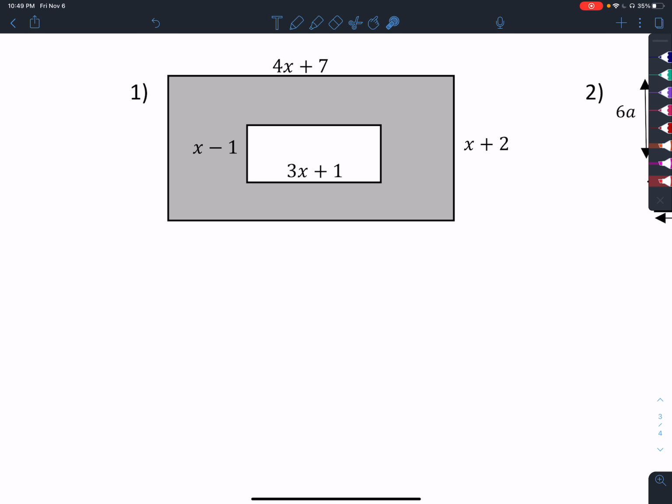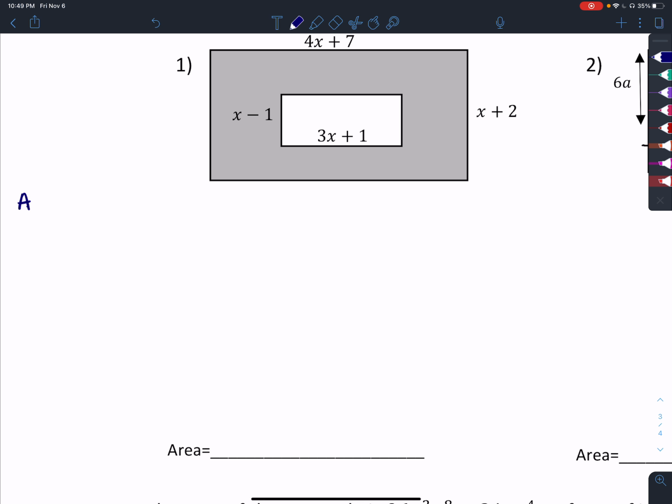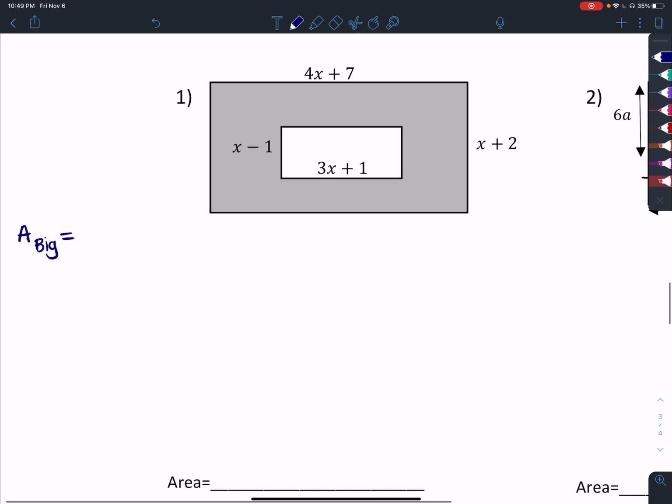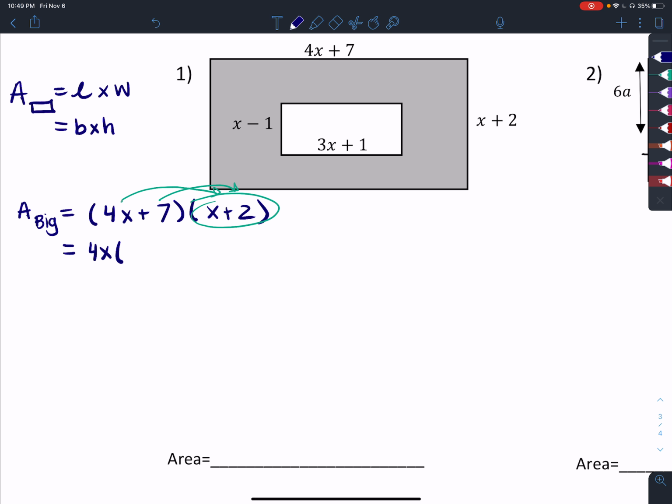So we have enough information here to deal with the area of our large rectangle and the area of our smaller rectangle. So here I'm going to look at area of big, and we know that the area of a rectangle is length times width, or you might know it as base times height. So area of big, that's going to be 4x plus 7 times x plus 2. So this is a level 2 multiplication. We're going to be doing 4x, that first term, times the entire second bracket, x plus 2, plus 7, the second term, times the entire second bracket.